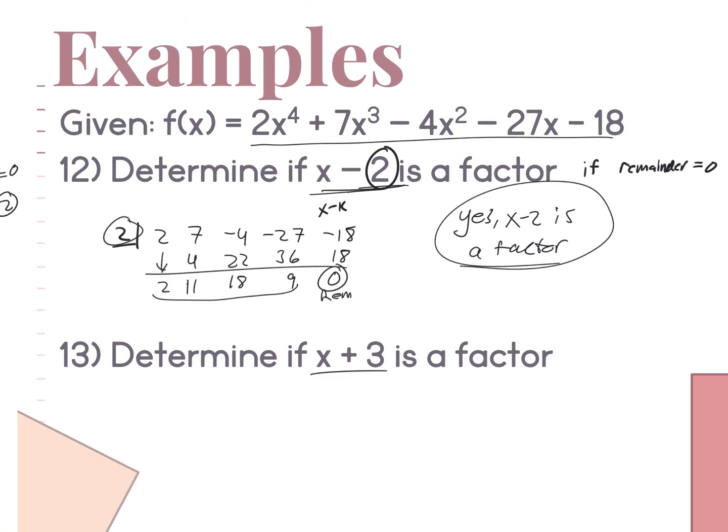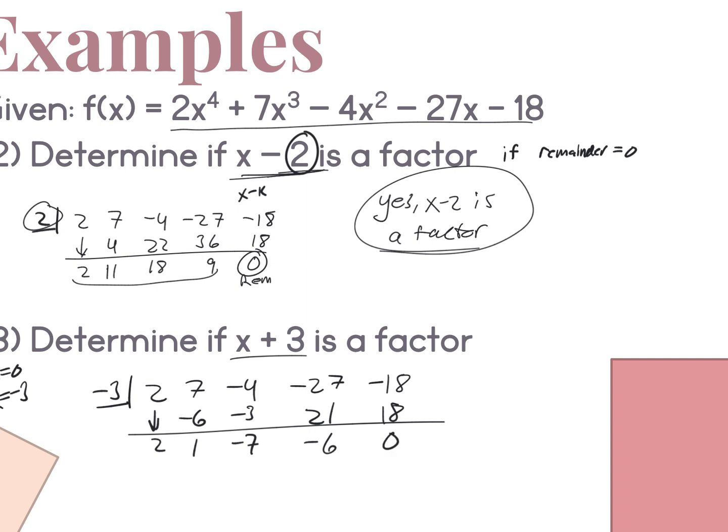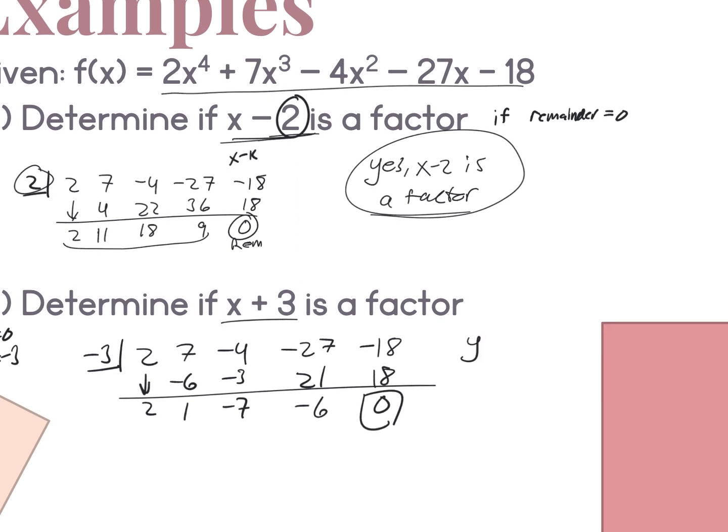I'm going to determine if x plus 3 is a factor. Again, when I do x plus 3 equals 0, I get x equals -3. And that's what I'm going to put in that little box. And then I'm going to set it up the same way, right? 2, 7, -4, -27, and -18. All right, bring down the 2. 2 times -3 is -6, plus 7 is 1, times -3 is -3, plus -4 is -7. I get a positive 21 here, and that's a -6. All right, and then I get a 18. All right, and that does work, right? I do get a remainder of 0, so I'm going to say yes, x plus 3 is a factor.